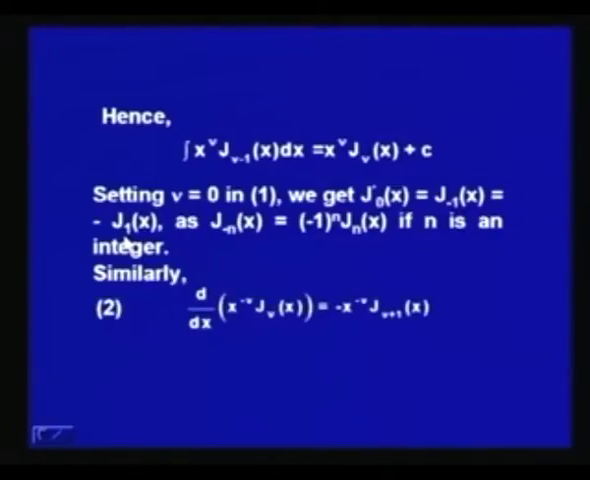Now, the next result that we have is d/dx of x^(-ν) J_ν(x) is equal to -x^(-ν) J_(ν+1)(x). So, here the order of the Bessel function increases by 1, J_ν(x) becomes J_(ν+1)(x). In the previous relationship, J_ν(x) becomes J_(ν-1)(x). So, here when we integrate, we will get the integral of x^(-ν) J_(ν+1)(x) dx equal to -x^(-ν) J_ν(x) plus c.